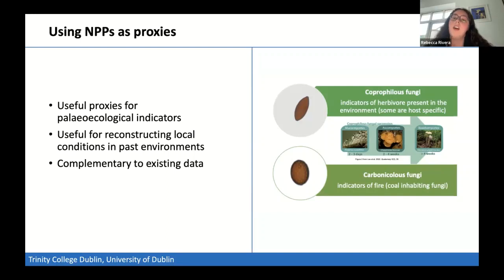Just giving some examples, we have coprophilous fungi. These are fungi that typically grow on dung or wood. Their presence can indicate herbivores in the environment, and some of these can be host specific. Another example is carbonicolous fungi, which indicate fire and fire regimes, as these fungi grow on charcoal.